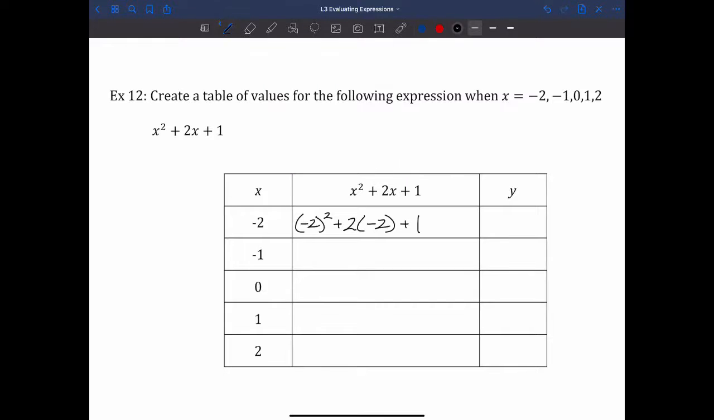So what this is going to come out to be is 4 plus 2 times negative 2 is negative 4, and then plus 1, right? So when I go through and I do all that, we're going to have 4 minus 4 is 0, and then plus 1 brings us back up to 1.